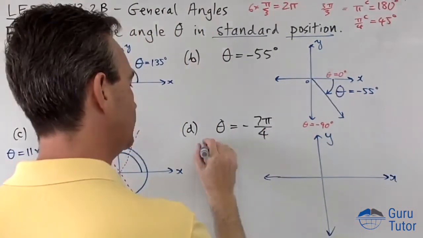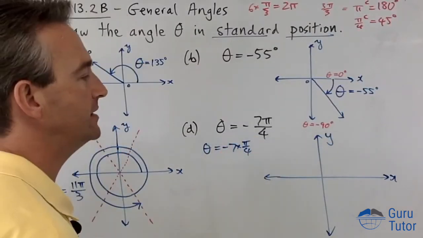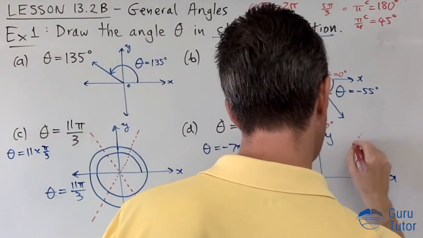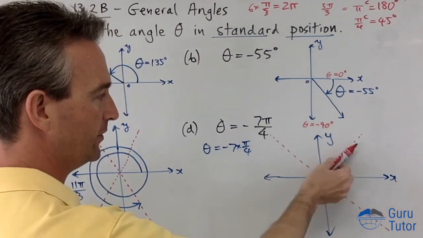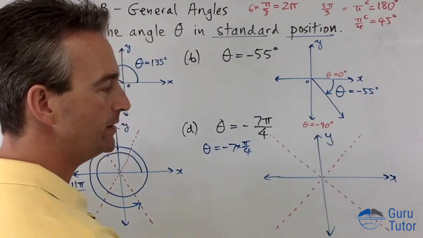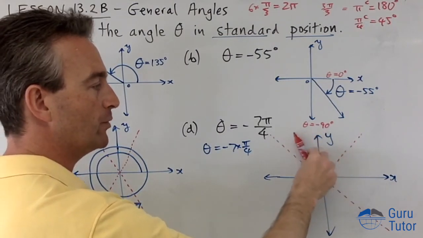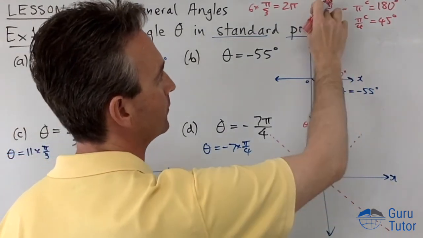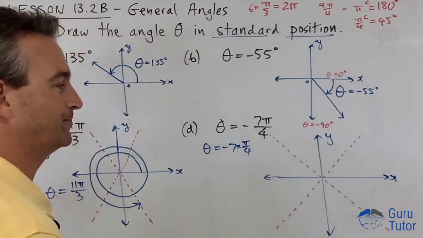Let's think of this as theta equals negative 7 times pi over 4. Let's break this up into multiples of 45 degrees. So this is just going to be like that, like that. Each one of these quadrants is just going to get cut in half. 45, 90, 135, 180. Or in other words, pi over 4, 2 pi over 4, 3 pi over 4, 4 pi over 4. What's 4 pi over 4? 4 pi over 4 is pi, which is 180. That makes sense again.